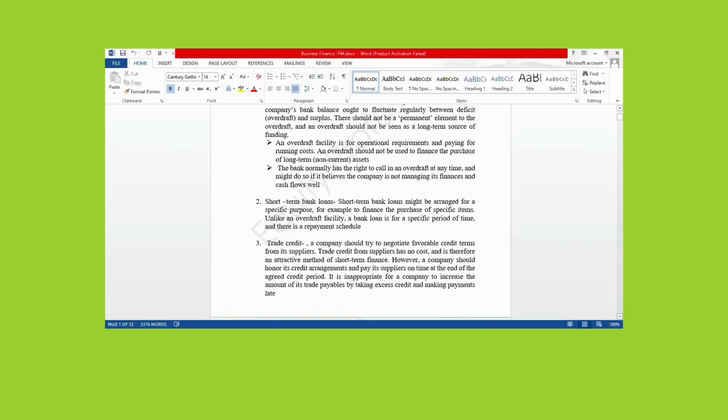What is trade credit? You can buy raw material on credit from your supplier with a promise to pay some months later. Trade credit can be adopted as a means of financing.